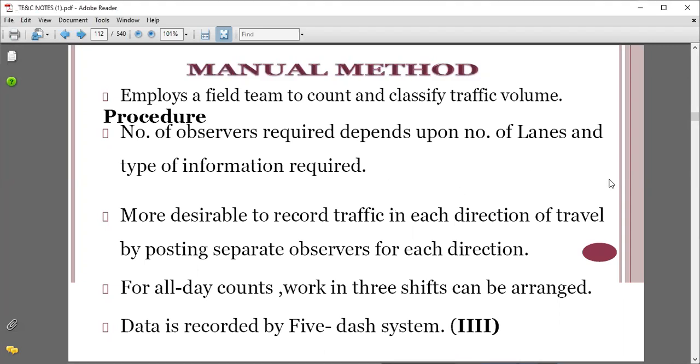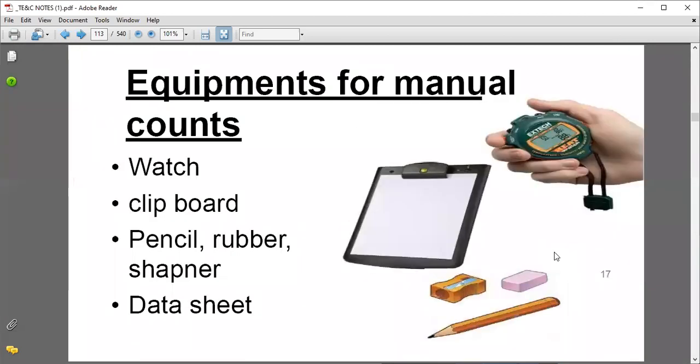What are the equipment required for manual counting? The first one is the watch, the second one is the clipboard, the third one is the pencil, rubber, sharpener, and the data sheet. For this manual counting method, first we want the watch. For what purpose is this watch required?